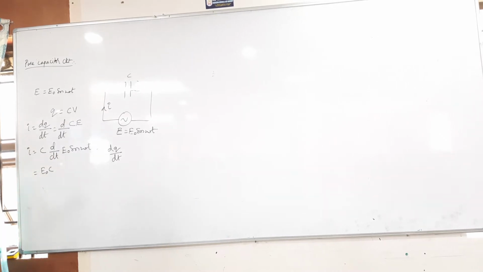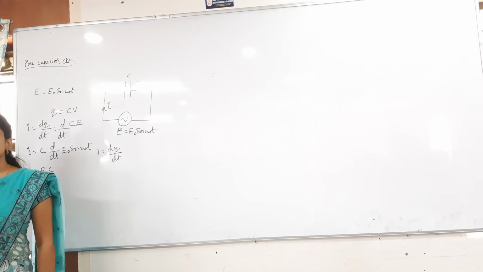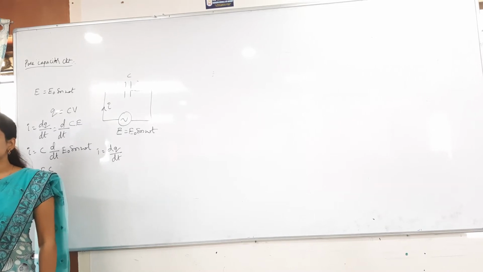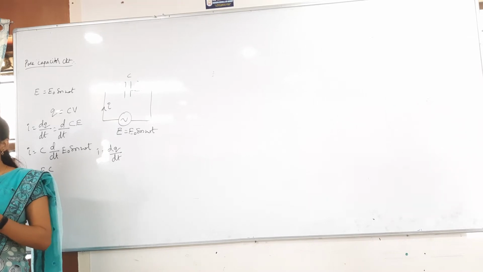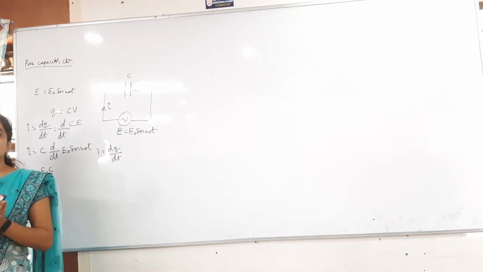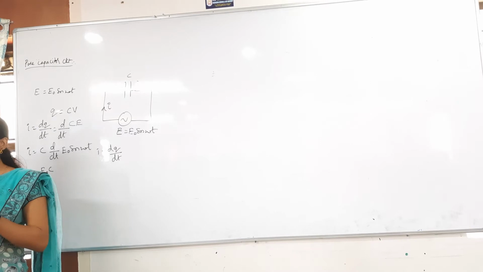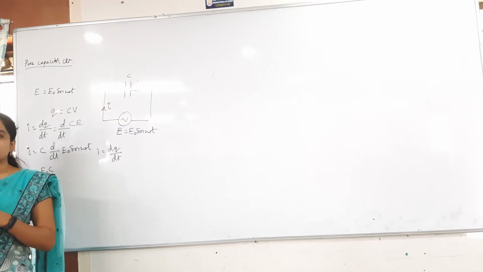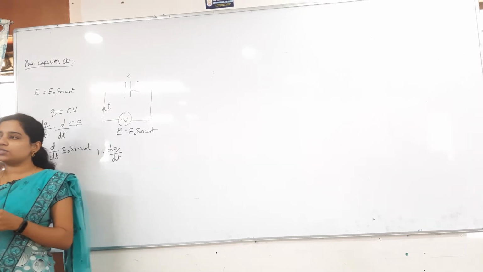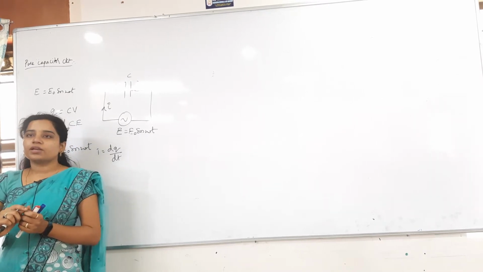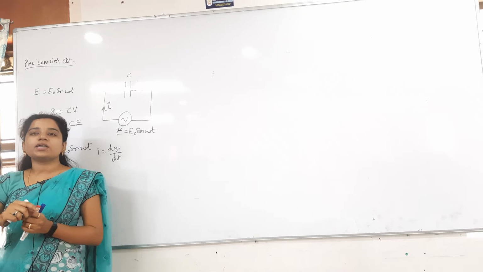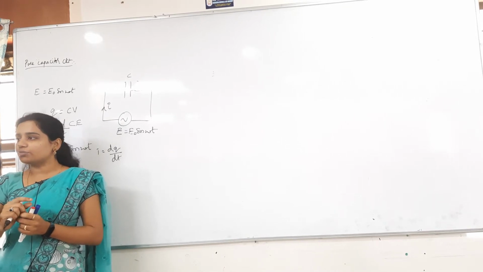Cos omega t into omega. See, in differentiation the constant will come in multiplication. In integration it will come in the denominator. Clear? Integration of, for example, sin xt, what will we get? Minus cos xt by x. Understand or not? Whatever the constant is, it will come in multiplication for differentiation and in the denominator for integration. You have to remember that.